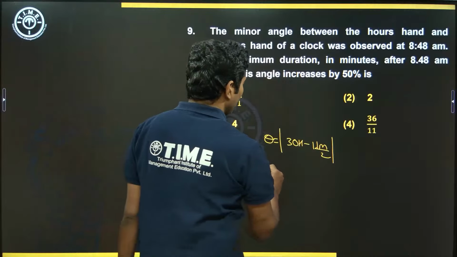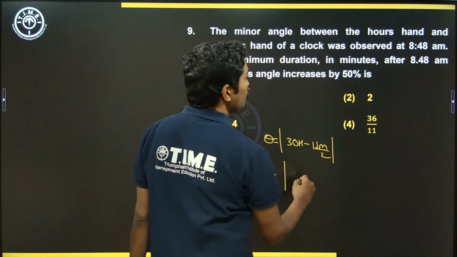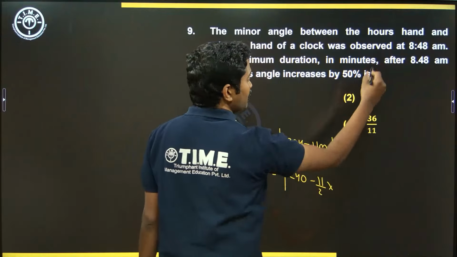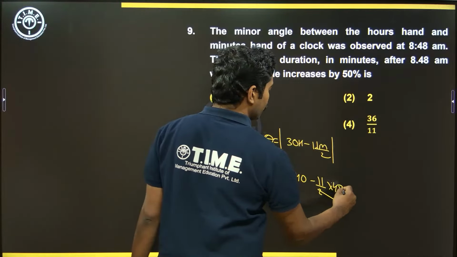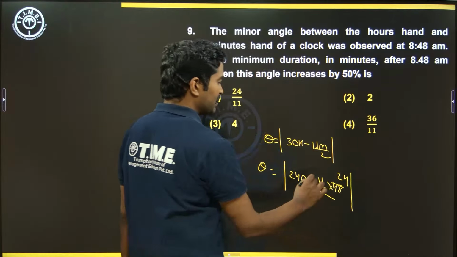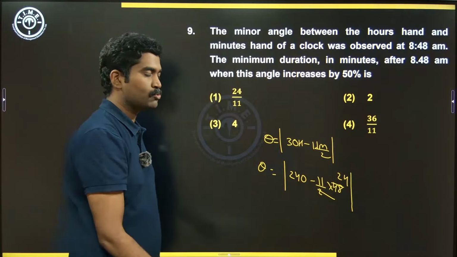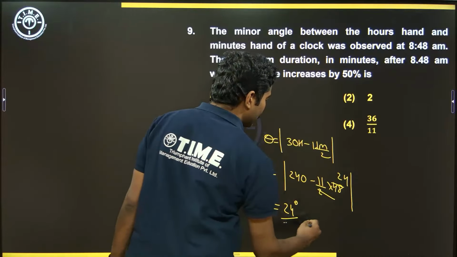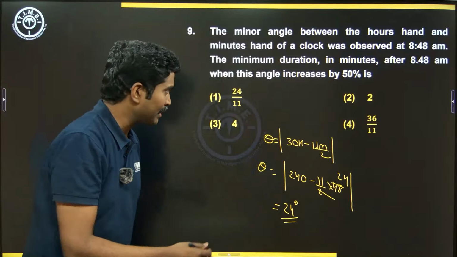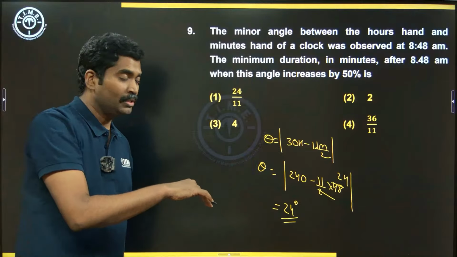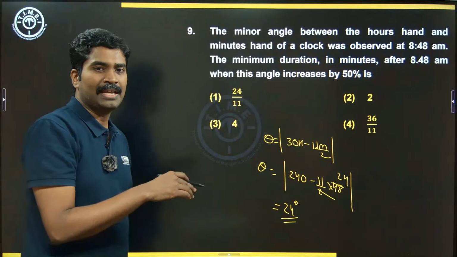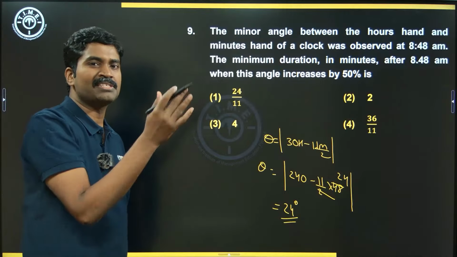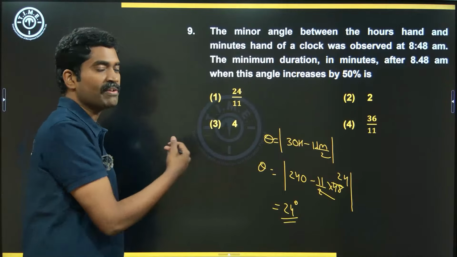So here, what is this theta? Tell me. 30 into 8, 240, minus 11 by 2 into what is the time? 48. This is 24. 24 11s are 264. 240 minus 264. How much is this? This is 24 degrees. This is the minor angle, obviously, right? Very clear. If I got a bigger angle, let's say I got something like 336, then I would worry. 360 minus that would be 24, but I got 24 directly.